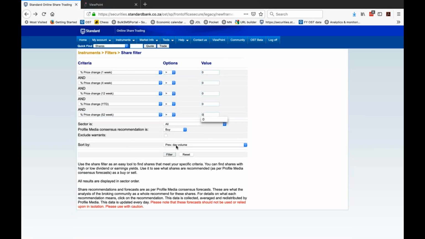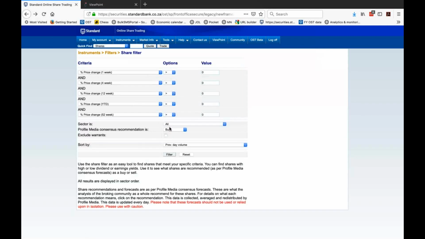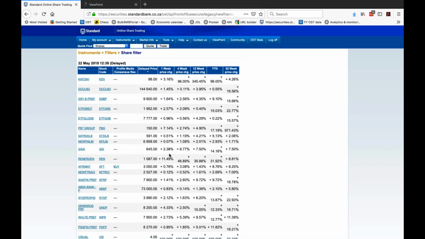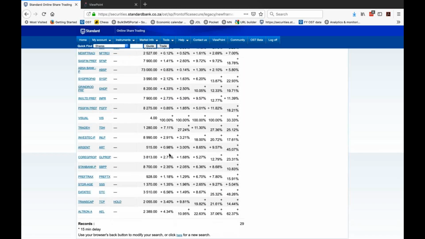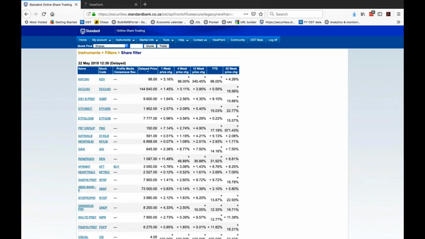Let's leave that buy recommendation, but I think Afrimat, and let's not get too excited. Year to date up 8.76, 52 week up 8.25. So actually done better this year than over the last year. But let's drop that consensus buy to all. And now we have a list of 29 stocks that have certainly got some momentum behind them. And this is fairly solid momentum.